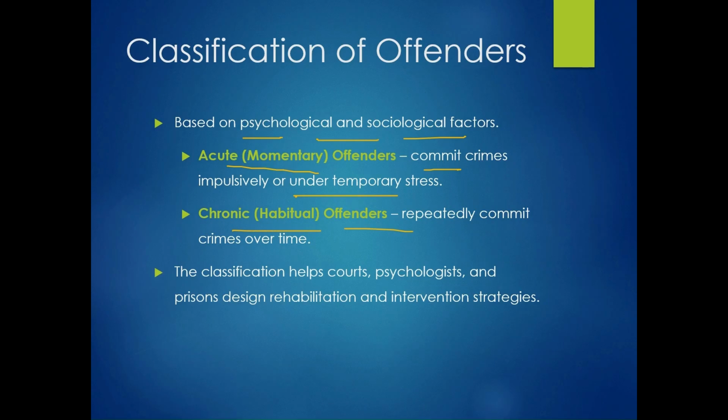So these are people who commit crimes repeatedly and often due to personal or social issues. Could be personality issues also, personal issues, personality issues, or even social issues. This classification helps the court, the judges, the psychologists, and prisons to decide who needs treatment, who needs rehabilitation and who needs stricter control and punishment. So basically, dividing offenders into acute and chronic offenders helps to design rehabilitation strategies and intervention strategies.